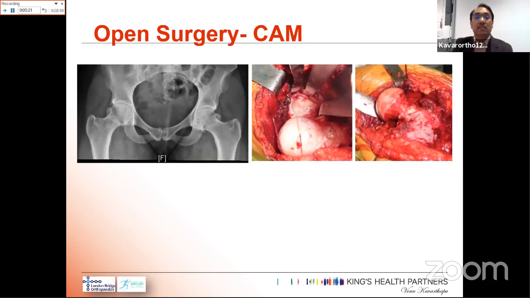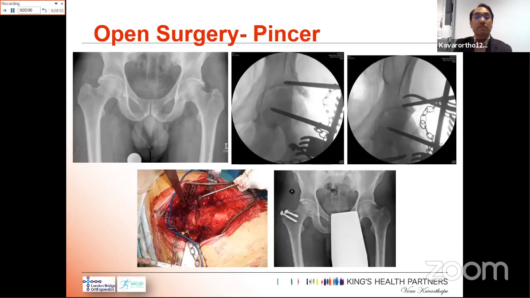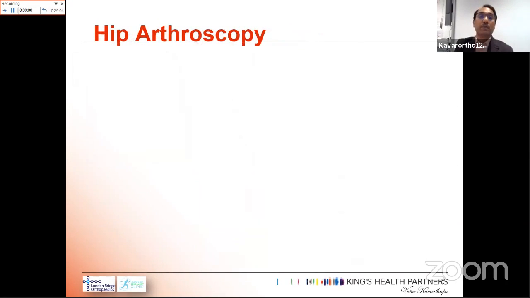This is done through a surgical dislocation approach, Ganz osteotomy, and this allows complete circumferential correction of head-neck abnormality, and then you fix the trochanteric osteotomy back, and you achieve beautiful correction. For large pincer lesions, a similar technique is done, and you can reattach the labrum or reconstruct the labrum using an open technique.